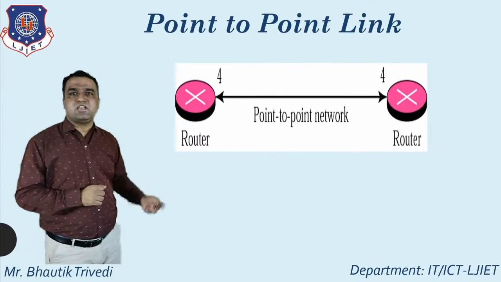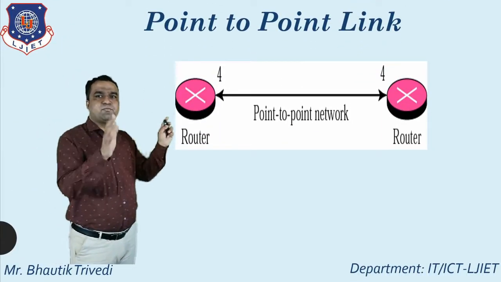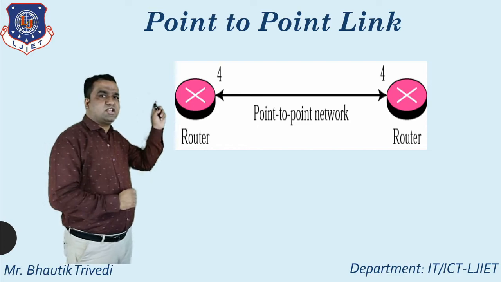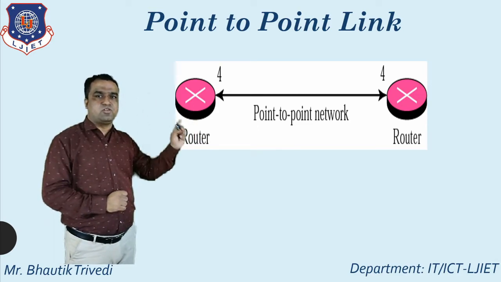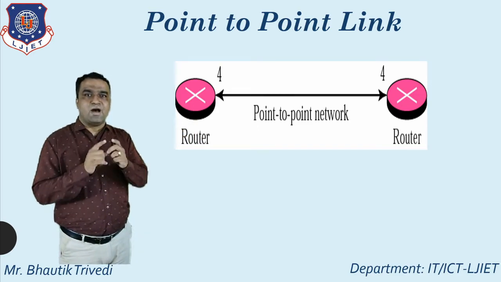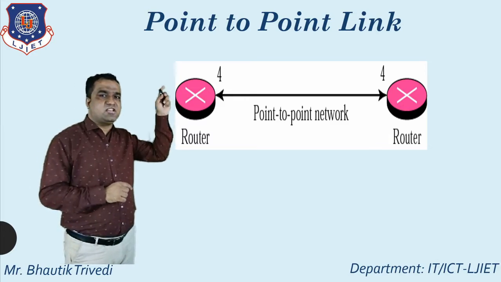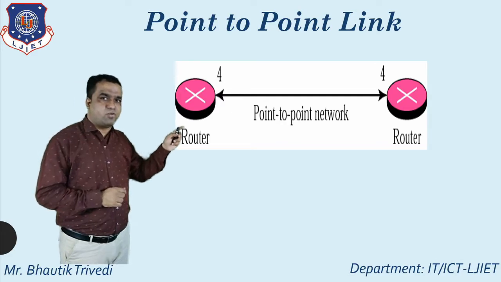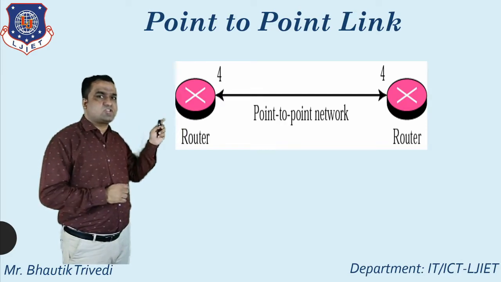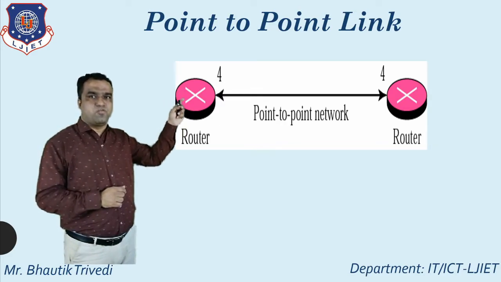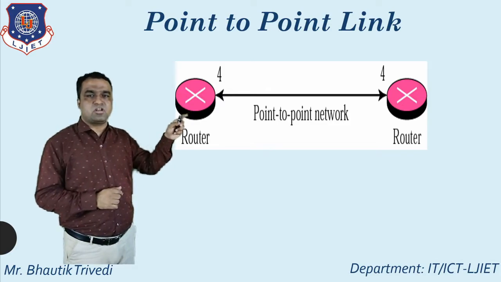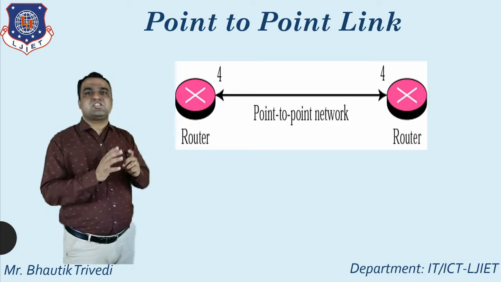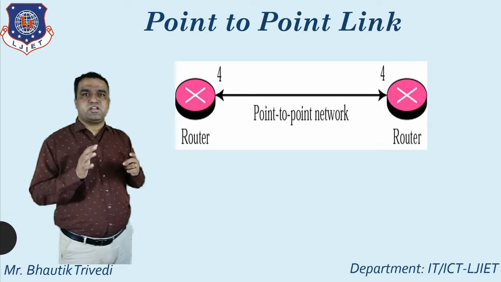So here you just see point to point. That's a very simple diagram. Router, another router, in between you put the point to point link, that is always bidirectional. Here I am assigning the cost, that is 4. Means if I want to transmit the information from this router to this router, that directly assigns a cost 4. From this router to this router, assigning a cost 4. So this is the representation of a point to point link.